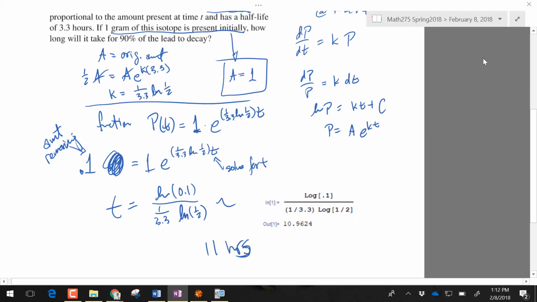So that's our little warm up. Let's get some more interesting differential equations. Let's take a look at Newton's law of cooling.